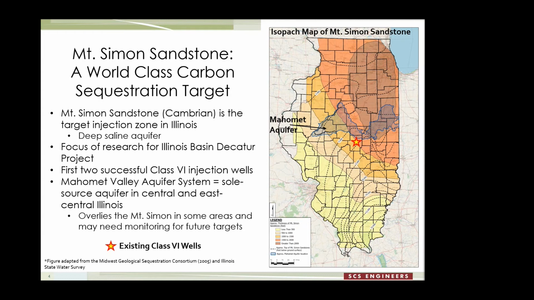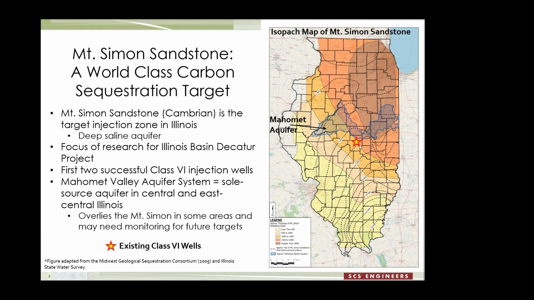Okay, so here I would like to introduce our case study. In Illinois, the Cambrian Mount Simon Sandstone is a deep saline aquifer, which is a major target injection zone for carbon sequestration. On the right is an isopach map showing the thickness of the Mount Simon across Illinois. This unit has been a huge research focus for the Illinois Basin Decatur project, and it hosts the first two successful Class 6 injection wells in the US, which are denoted by the star on the map here.